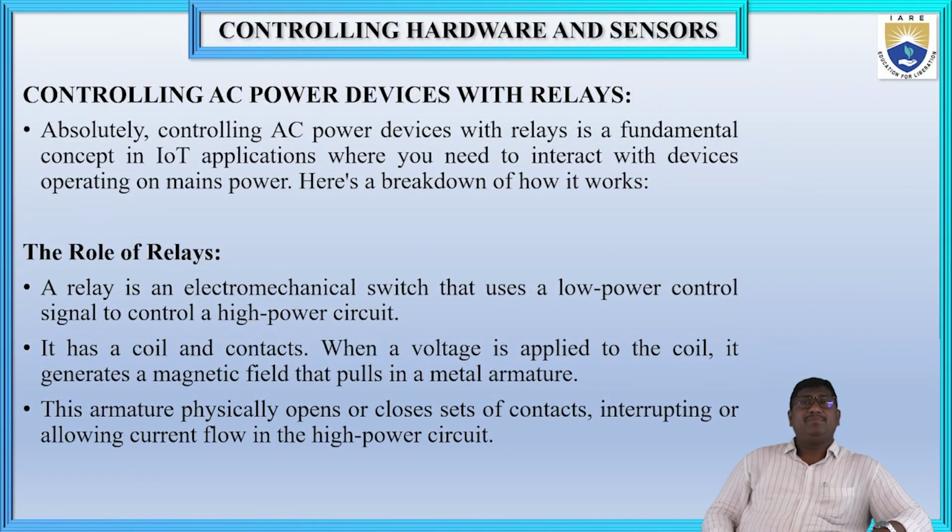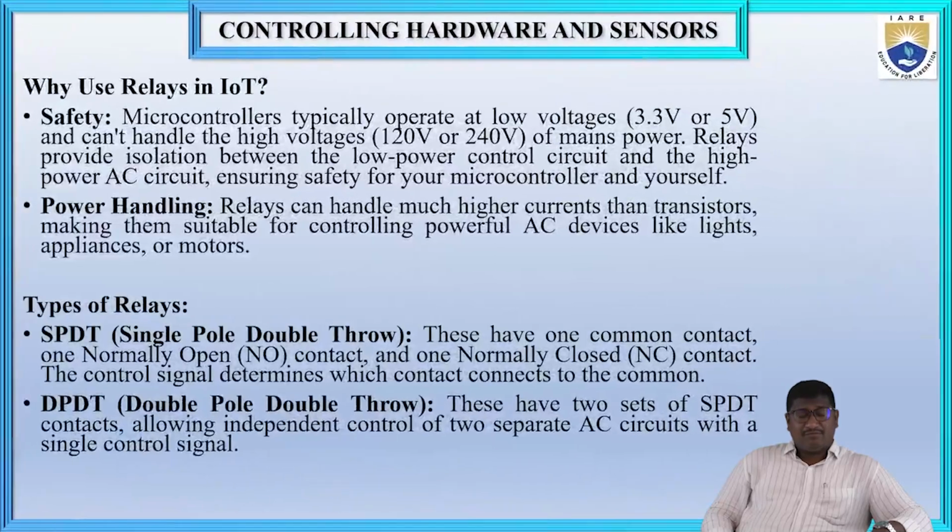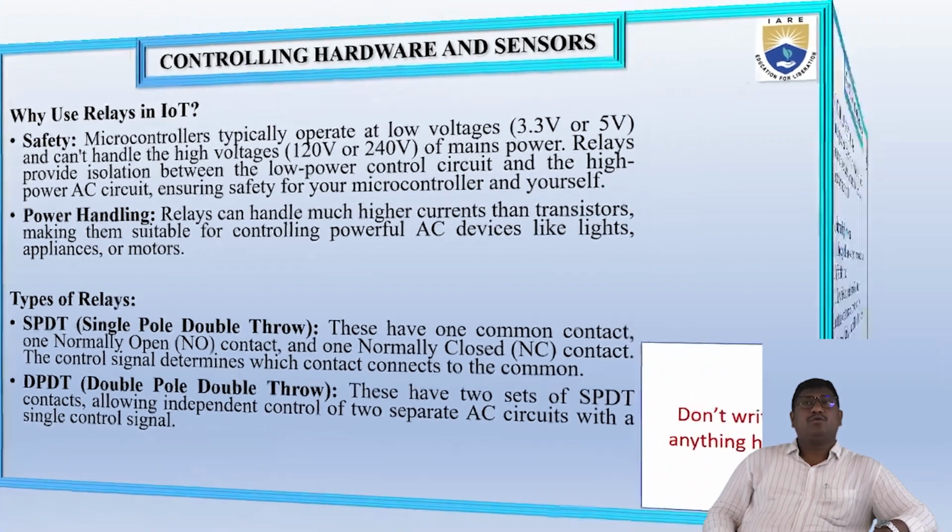How do we control AC power devices with relays? A relay is an electromechanical switch which uses a low power electrical signal to control a high power electrical signal. It has coils and contacts. Absolutely, controlling AC power devices with relays is a fundamental concept which is utilized in our IoT. And why do relays have to be used? For safety and power handling. What are the different kinds of relays? SPDT and DPDT: single pole double throw and double pole double throw. Got it? These are the two different types of relays which are utilized.